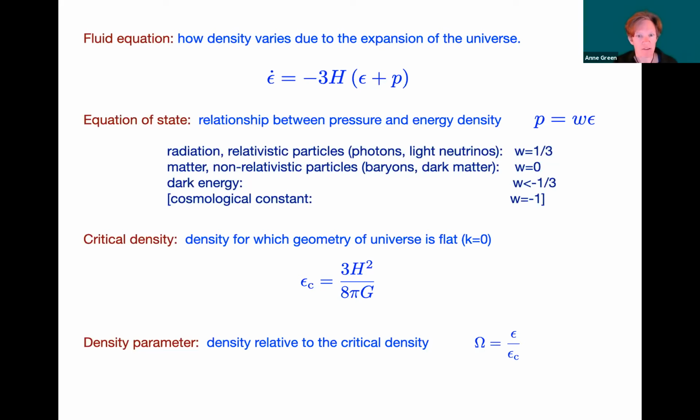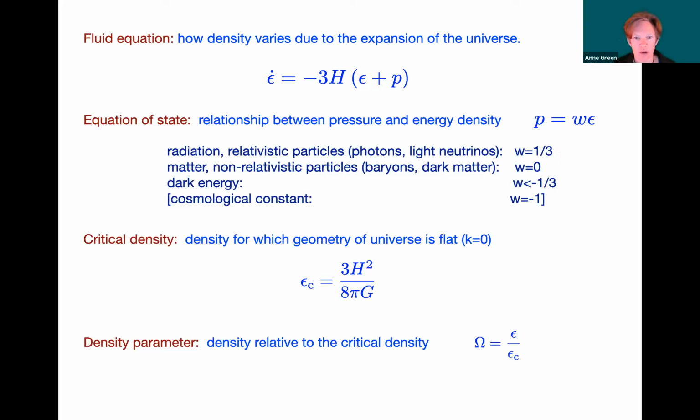The universe is made of various different things that we know about, and so we have to group them together according to their properties. This is done via the equation of state, which is the relationship between pressure P and energy density ε. And w, the equation of state parameter, is a different number for the different types of thing. First up, we've got radiation, which is the relativistic particles, i.e. photons and light neutrinos. And radiation has pressure, which is a third of the energy density.